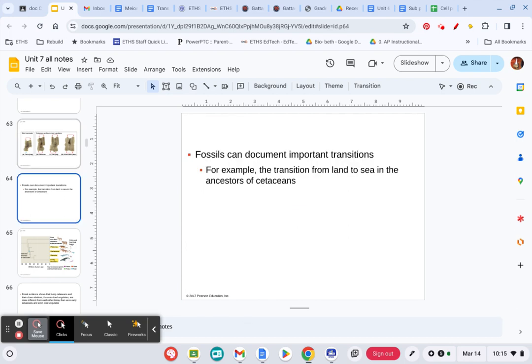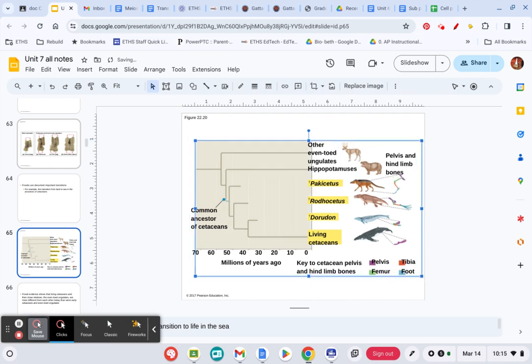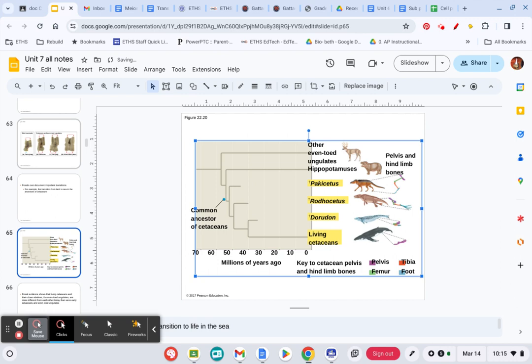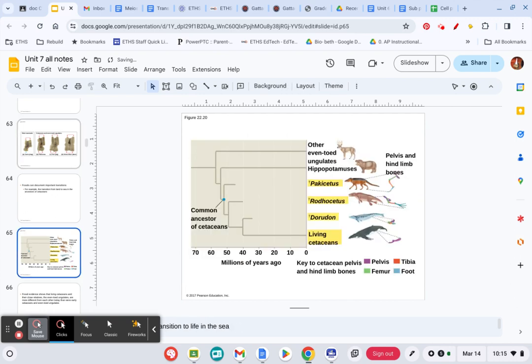Fossils can document important transitions. We've seen cases where some kind of weird things. So, for example, I got some goo on my Chromebook. Sorry about that. Just trying to get it off. There we go. I want to go there though.